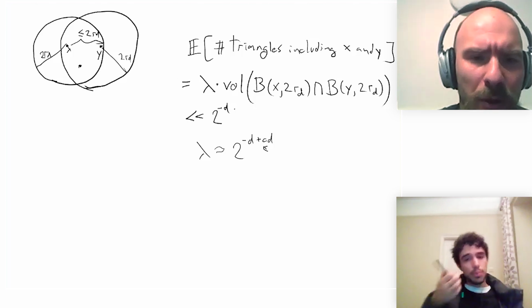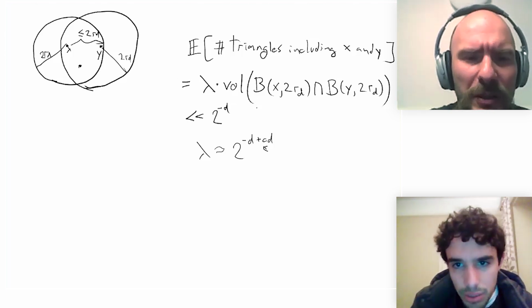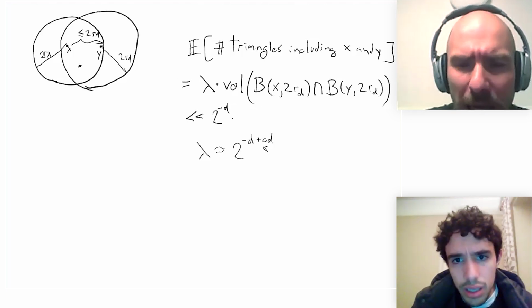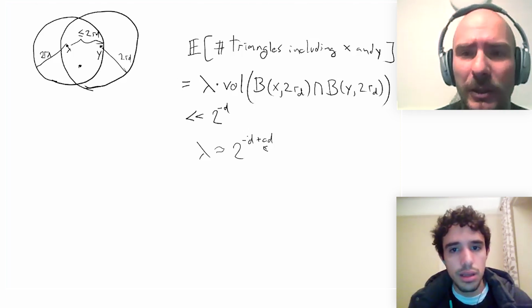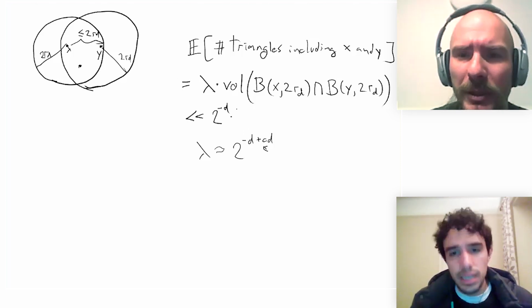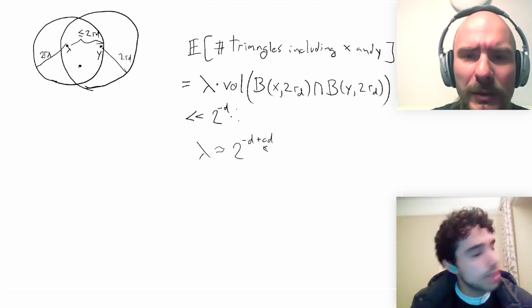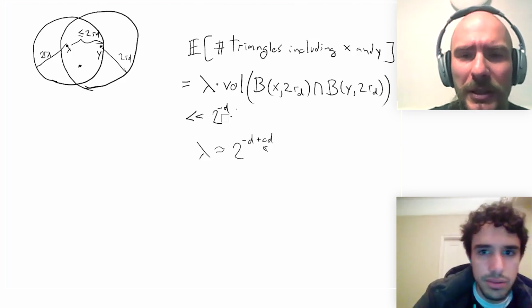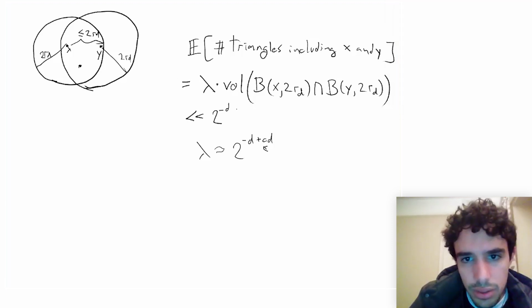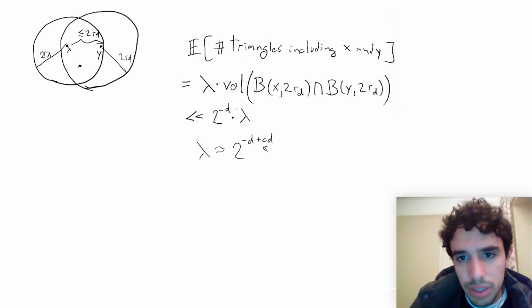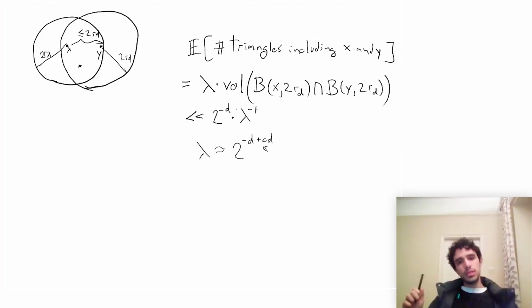Yes. And the point is that lambda times 2 to the minus d, no? Lambda, okay. Yes. Let me think. Yes. This is how you would win, I guess. Yes. Thank you. 2 to the minus d times 1 over lambda to the minus 1. Yes. Thank you.